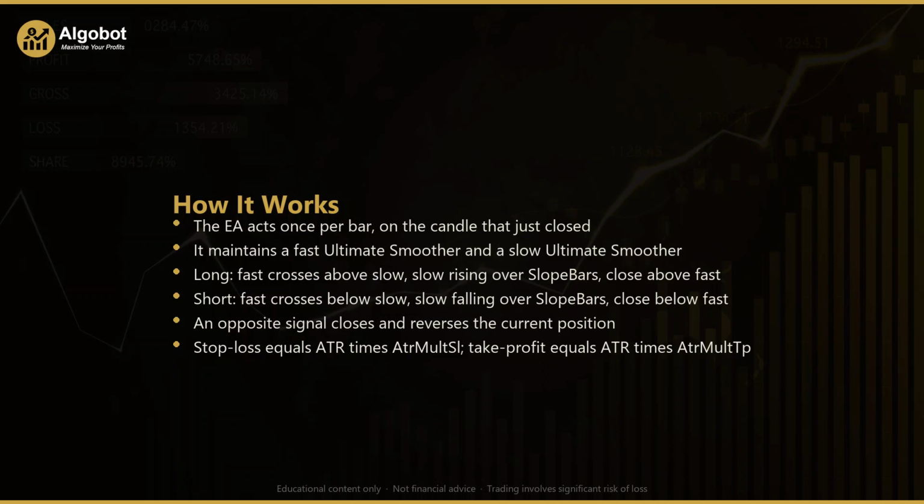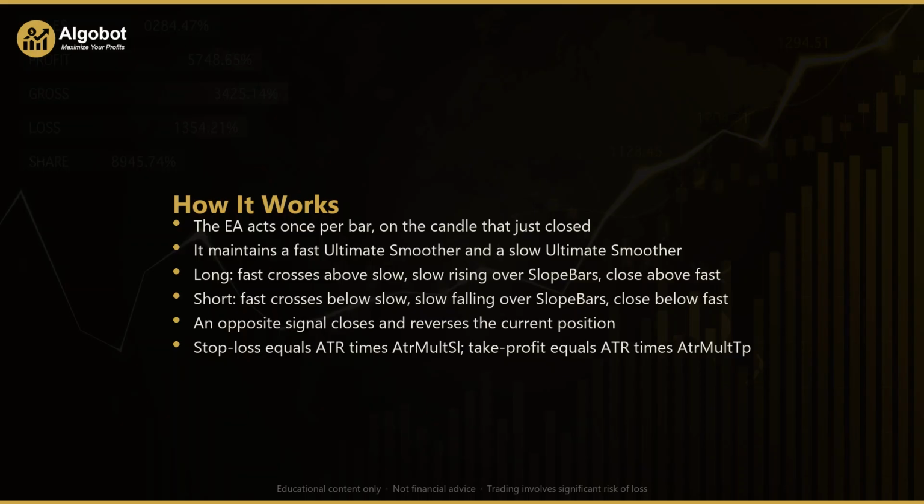Now the entry rules. For a long signal, three things must all line up. First, the fast smoother must cross above the slow smoother, meaning it was at or below the slow line on the previous bar and is now above it. Second, the slow smoother itself must be rising, measured by comparing its current value to its value a set number of bars back. That number is the SlopeBars input, which defaults to 3. This slope check is the regime filter, and its job is to reject crossovers that happen in a flat market with no real direction. Third, the latest close must sit above the fast smoother, so price itself confirms the move.